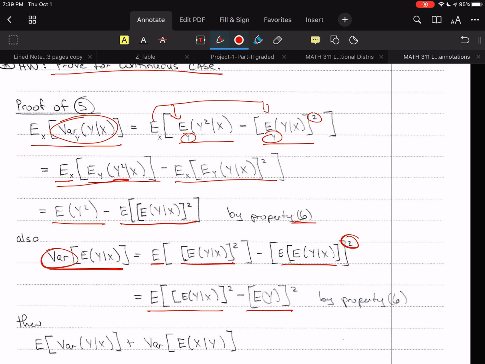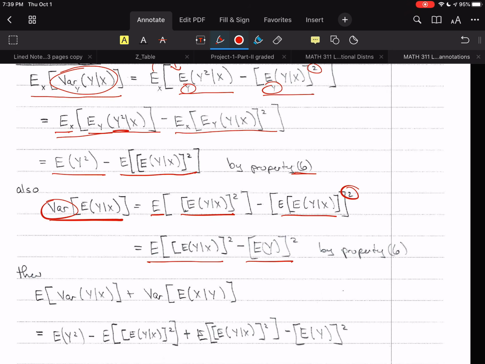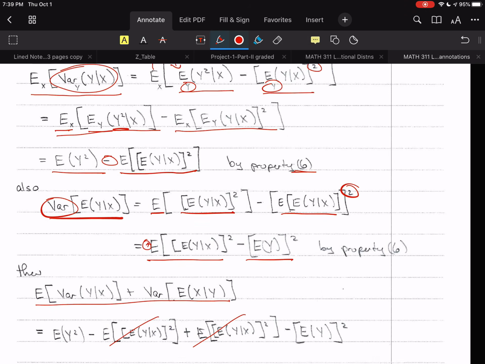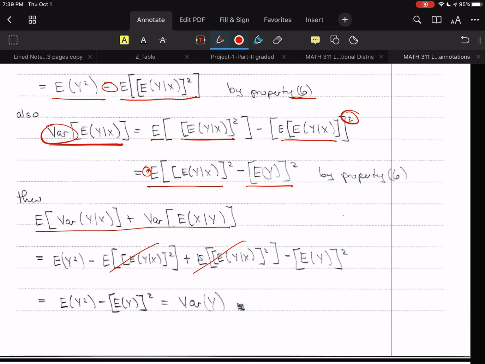Okay, and then we take these two quantities here, and we add them together, and notice that I have a negative and a positive, and so these two cancel, and I'm left with E of y squared minus E of y quantity squared, which is the variance of y.